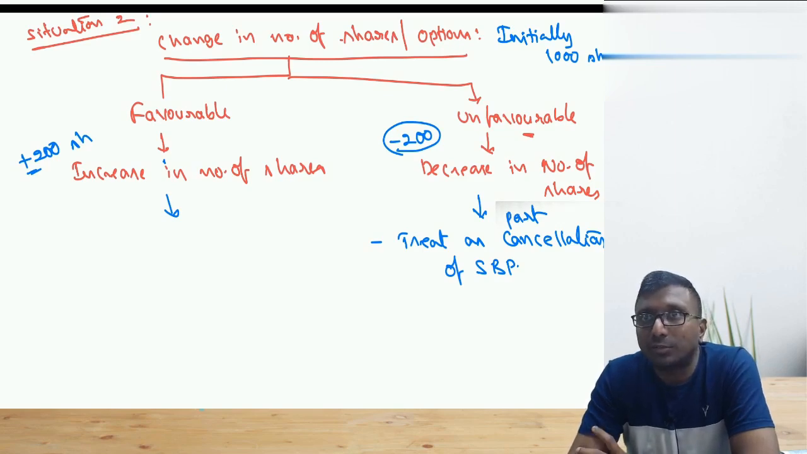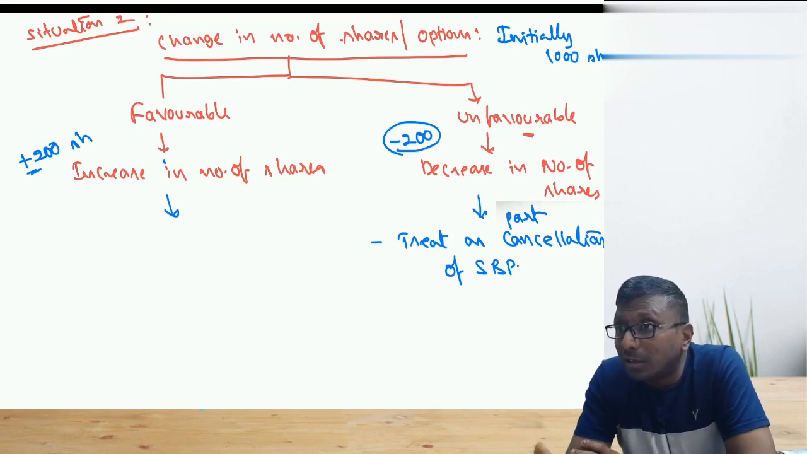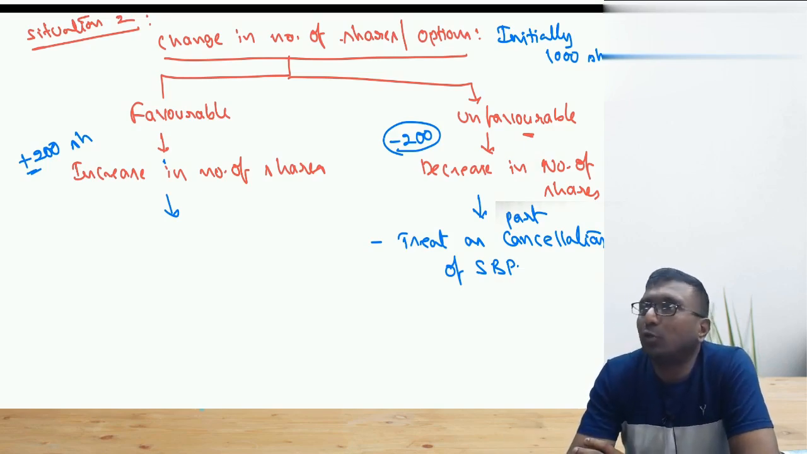Initially I said I'll give 1,000 shares totally over 3 years. After a year, I am increasing 1,000 to 1,200. We will treat it as a new grant to the extent of 200. Correct? Old grant, old accounting, do it. New grant, 200 shares. What is the fair market value on the fresh day?